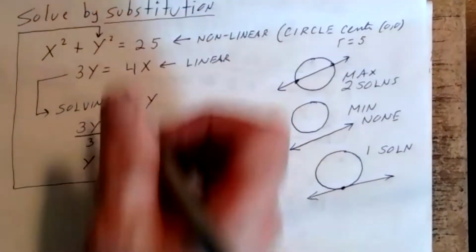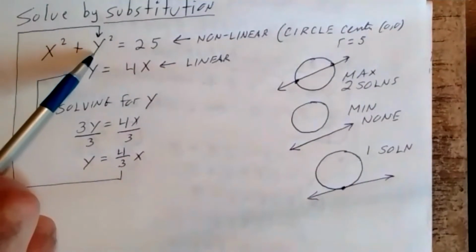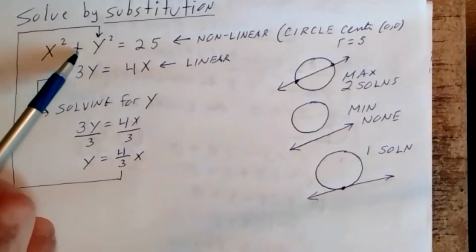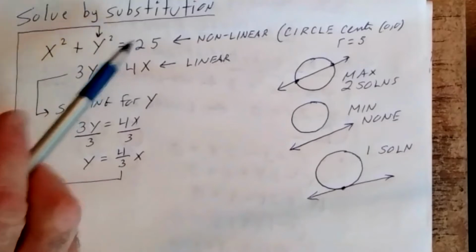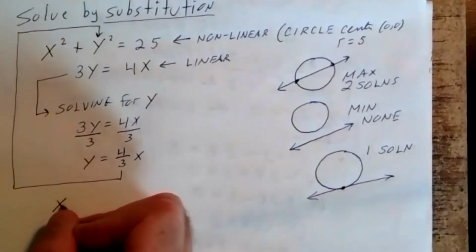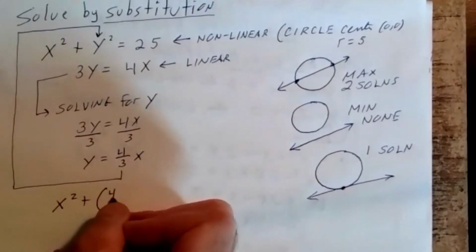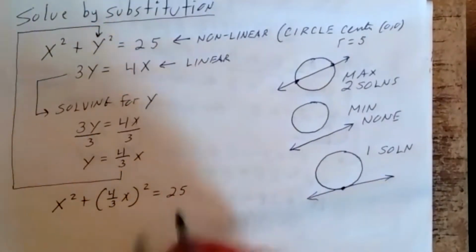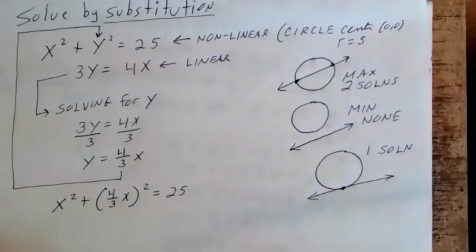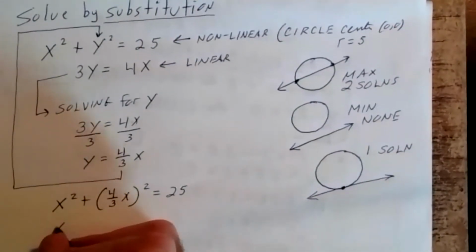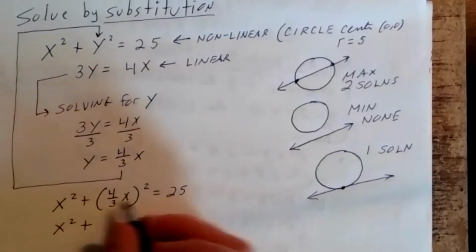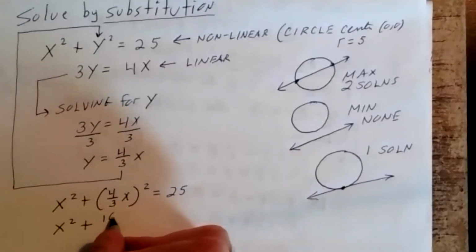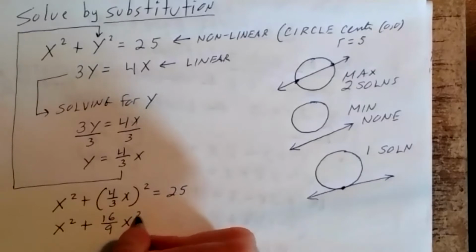We drop in 4/3 x right up here in for y. We then write our first equation having made that substitution. So therefore, we're going to have x squared plus 4/3 x squared is equal to 25. And now it comes down to, can we solve this quadratic equation in the variable x? So therefore, we have x squared. 4/3 x squared is going to be 16/9 x squared.